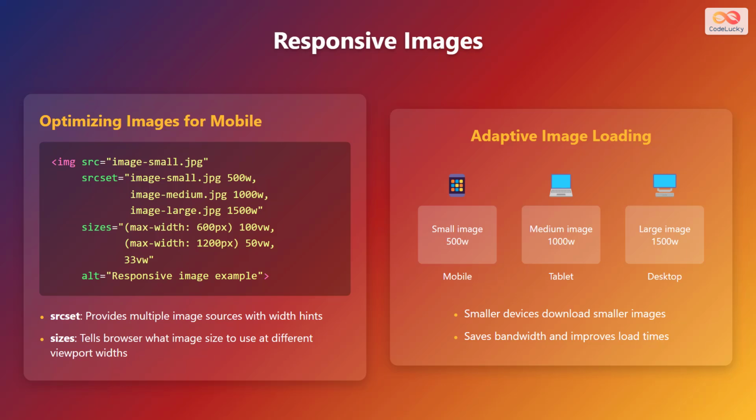width colon 600 pixels close parenthesis 100vw, open parenthesis max-width colon 1200 pixels close parenthesis 50vw, 33vw. Alt equals responsive image example. The srcset attribute provides multiple image sources with width hints, and the sizes attribute tells the browser what image size to use at different viewport widths. The devices in this image are shown downloading images of different sizes, based on their screen sizes.